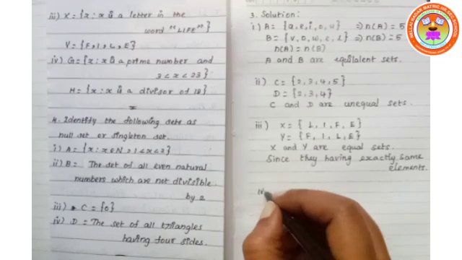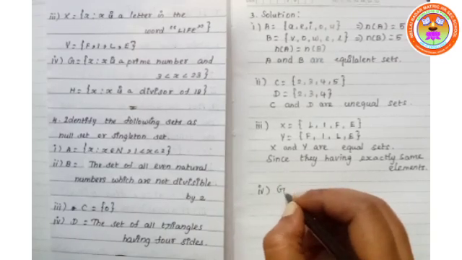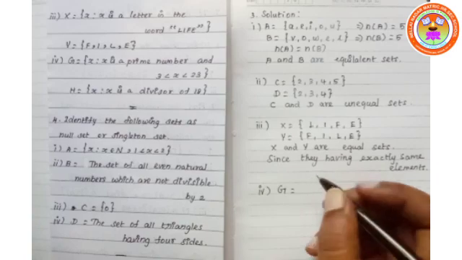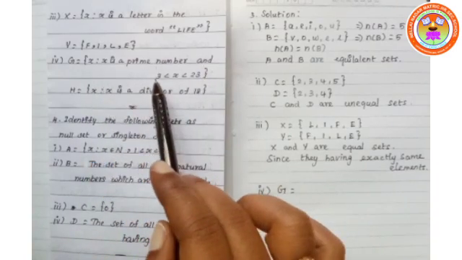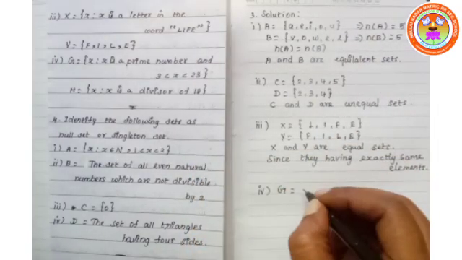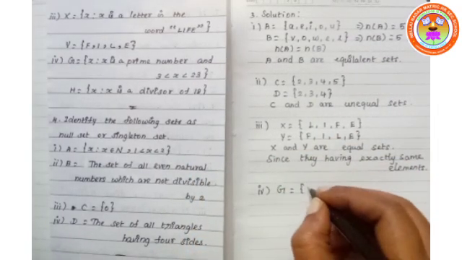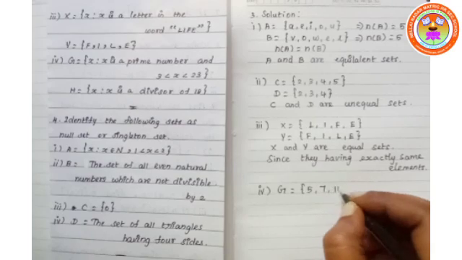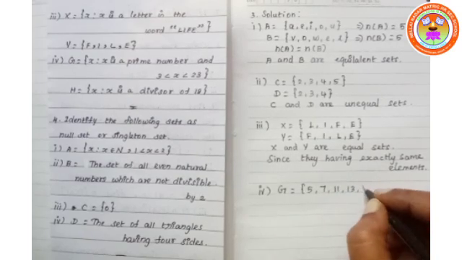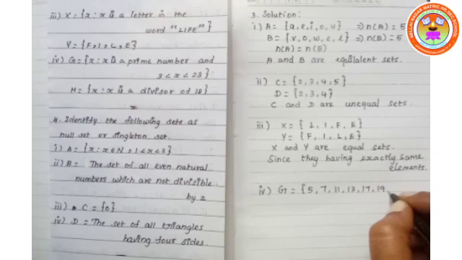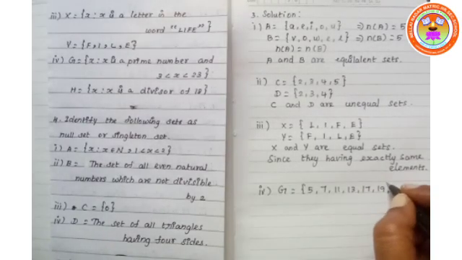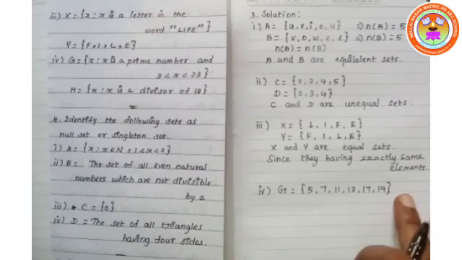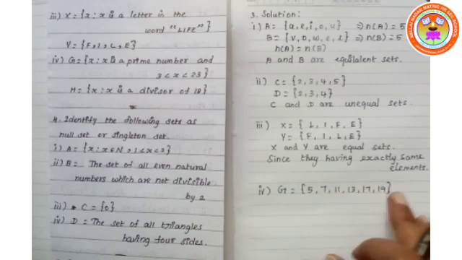Now, the fourth subdivision. You see, the set G is equal to the set of all x such that x is a prime number and lies between 3 and 23. What are the prime numbers that lie between 3 and 23? 5, 7, 11, 13, 17, 19, and that's all. Before 23, no more. So these are the numbers that lie between 3 and 23 and are also prime numbers.